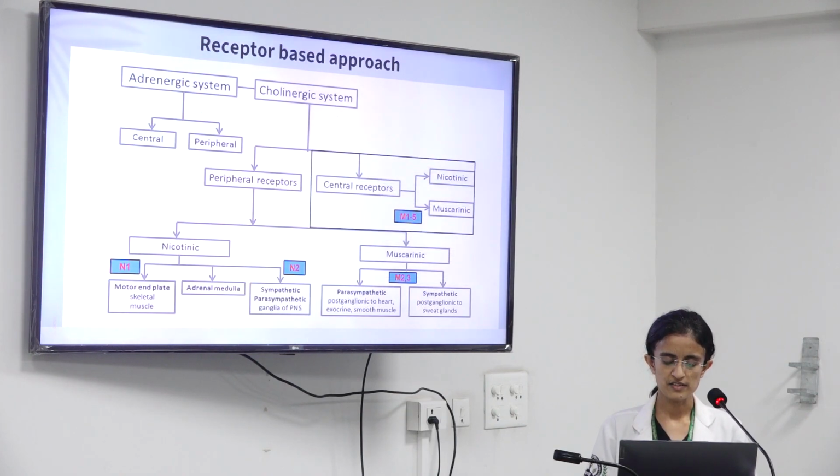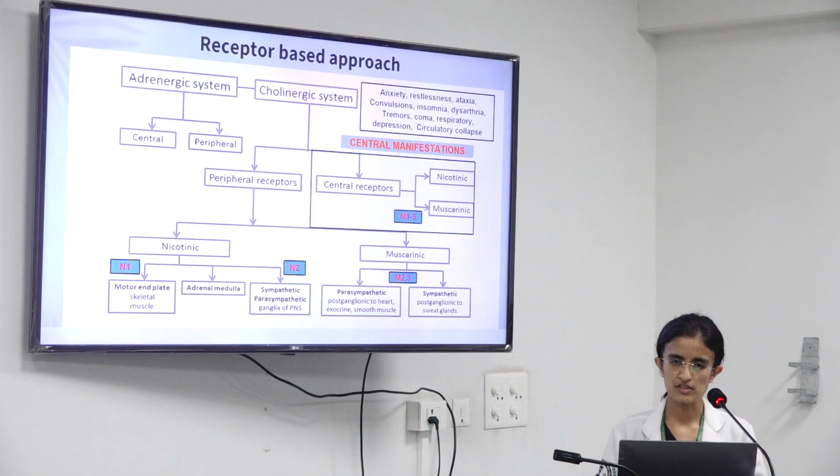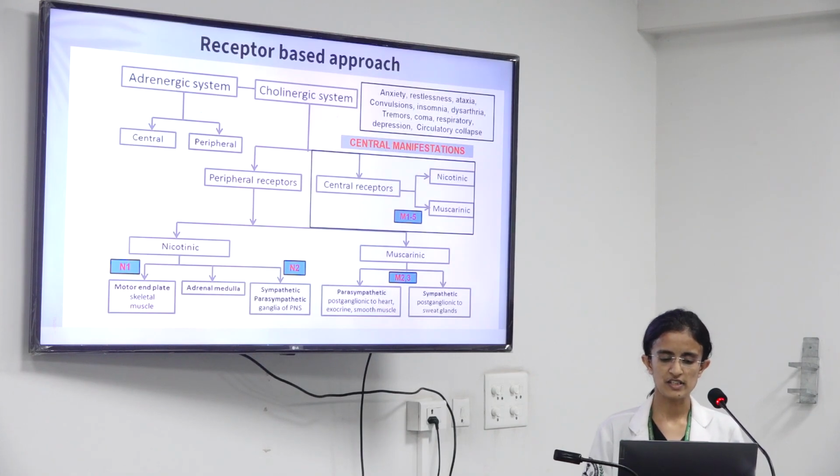The central manifestations are anxiety, restlessness, ataxia, convulsions, insomnia, dysarthria, tremors, coma, respiratory depression and circulatory collapse. These manifestations occur mainly through the muscarinic receptors that are present in the central nervous system. In the central nervous system, all the muscarinic receptors are present along with the nicotinic receptors.